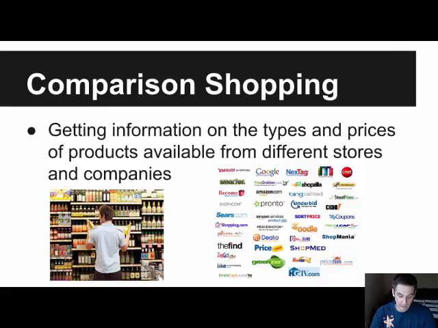And that's leading right into comparison shopping, because when you are going to buy something, you need to get all the information you can on all the different types and prices of products available from different stores and companies. You should be doing this. You don't just buy any old thing, thinking, I'm just going to buy that because it's there. I mean, some people make decisions that way, but for the most part, if you're going to spend money, especially large amounts of money, you want to get information, and advertisers are trying to provide that information.